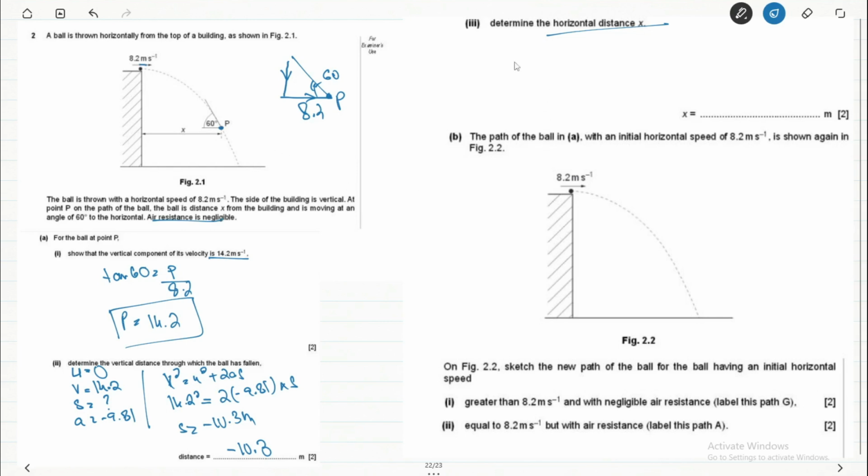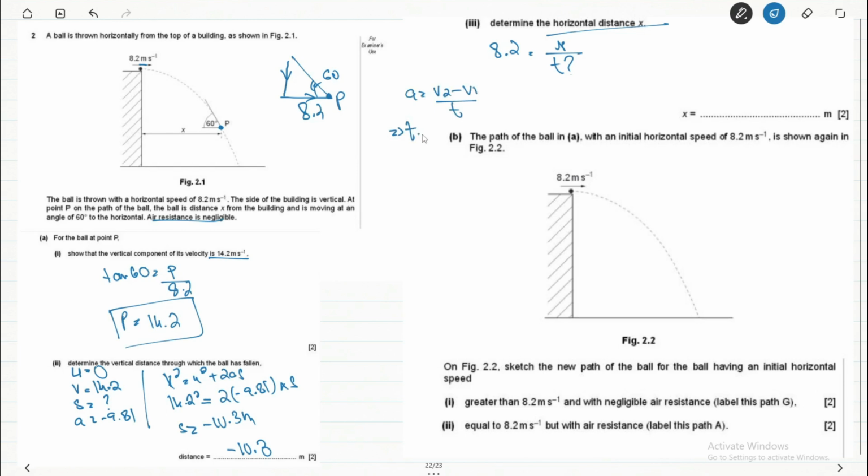The first thing you're going to need to do is calculate the time taken for the ball to reach here. So the second part, determine the horizontal distance x. So 8.2 is the speed, distance is x, and the time, we don't know the time. So to find the time here, we just use the vertical component to help us. We just use the acceleration formula.